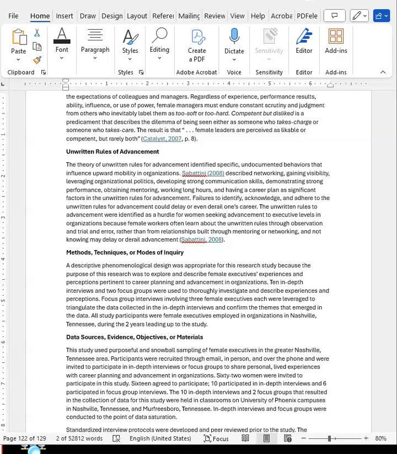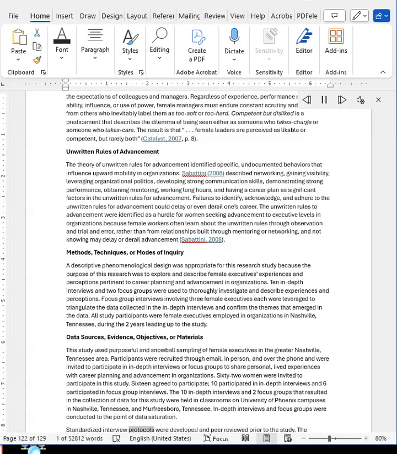62 women were invited to participate in the study. 16 agreed to participate, 10 participated in in-depth interviews, and 6 participated in focus group interviews. The 10 in-depth interviews and 2 focus groups that resulted in the collection of data for the study were held in classrooms on University of Phoenix campuses in Nashville, Tennessee, and Murfreesboro, Tennessee. In-depth interviews and focus groups were conducted to the point of data saturation.